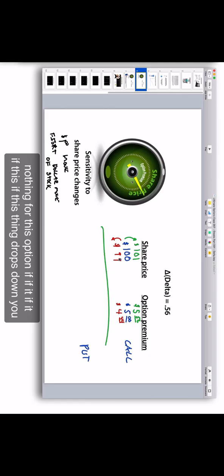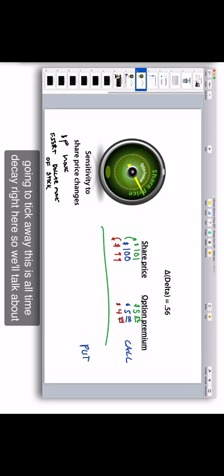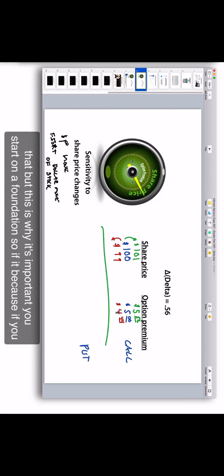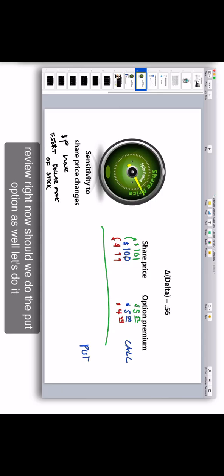It takes almost nothing for this option, if this thing drops down, and now my $100 strike call is out of the money. This is now going to tick away. This is all time decay right here. So we'll talk about that. But this is why it's important you start on a foundation. So if I'm using words like $100 strike and you don't get that, time to go back and review, right?